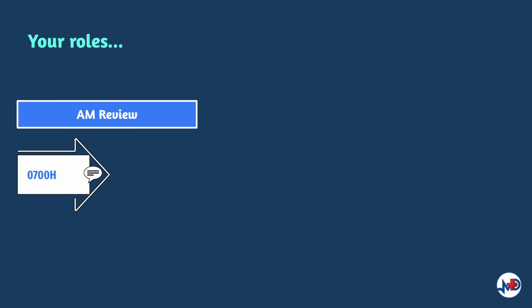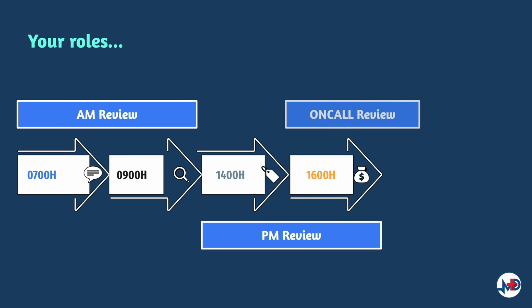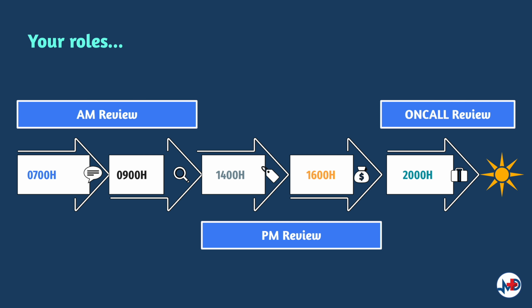So what are your roles? Reviews are done usually 3 times a day by the house officer in charge unless an emergency sets in. AM review is done between 7 a.m. to 9 a.m. PM review is done between 2 p.m. to 4 p.m. and an on-call review is done between 8 p.m. to 12 a.m. These are standard timings, however, it may differ by 1 to 2 hours depending on your locality.